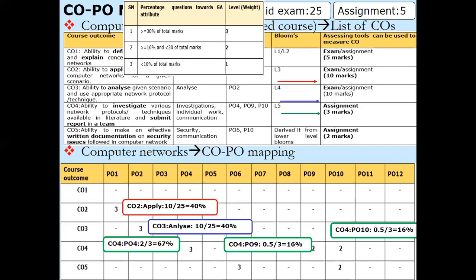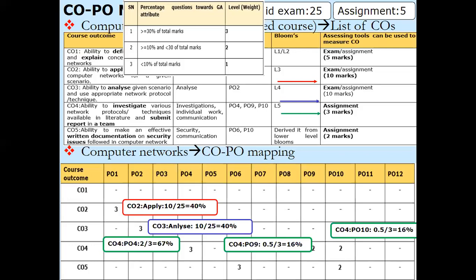Yes, sir, Narsappa Reddy. Hello, good afternoon, sir. Tell me, sir. Sir, in CO4, you have taken 2 marks for PO4, and for PO9 and PO10 you have taken 0.5, sir. On which basis have you taken it, sir, please?